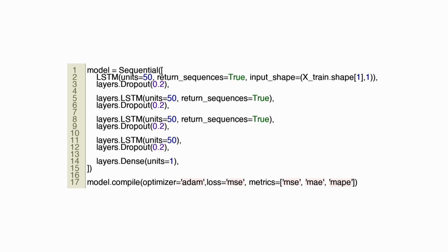prediction. The model is then compiled with an optimizer called Adam and a loss function called MSE, which stands for mean squared error. The metrics to be tracked during training are also specified, which in this case are mean squared error, mean absolute error, and mean absolute percentage error. These metrics help evaluate how well the model is performing during training.